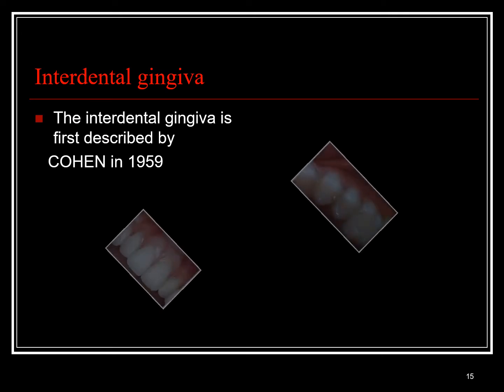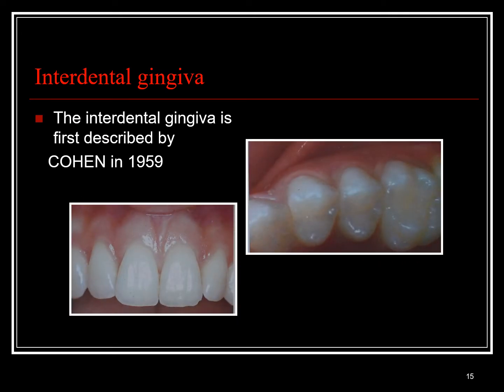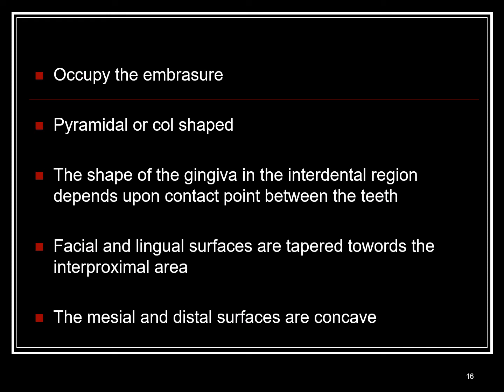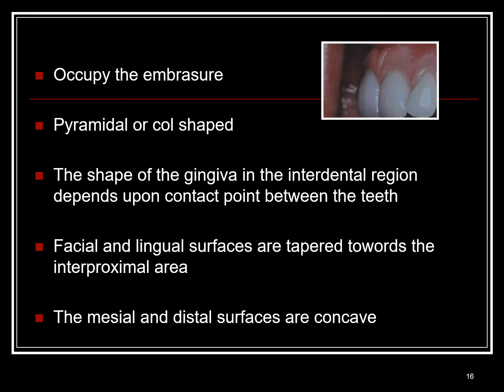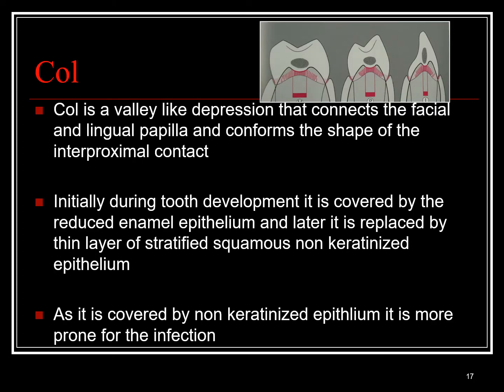The interdental gingiva. Interdental gingiva was first coined by Cohen. It is between the two teeth. It occupies the embrasure, is pyramidal in shape, and the shape varies according to the position of the teeth. The facial and lingual surfaces are tapered towards the interproximal area, and the mesial and distal surfaces are narrow. So this is how the interdental gingiva looks between two teeth, with a triangular or pyramidal shape.